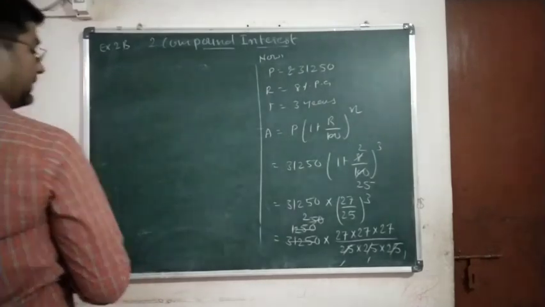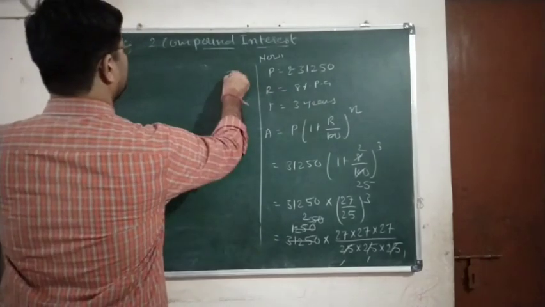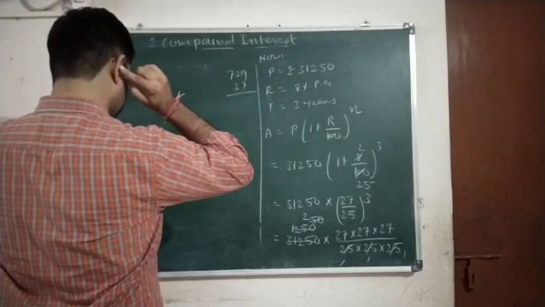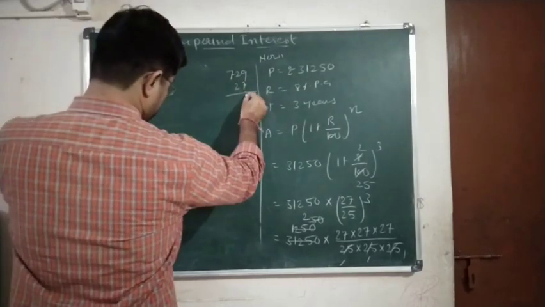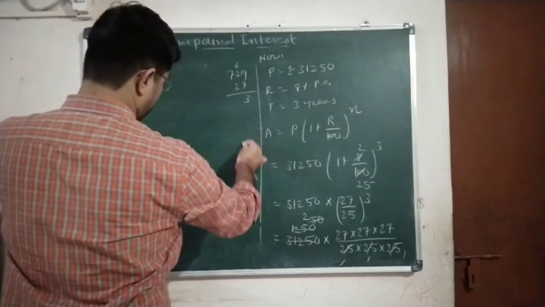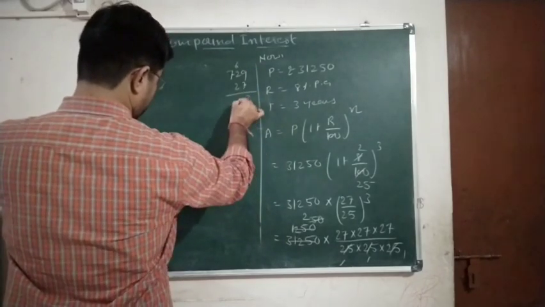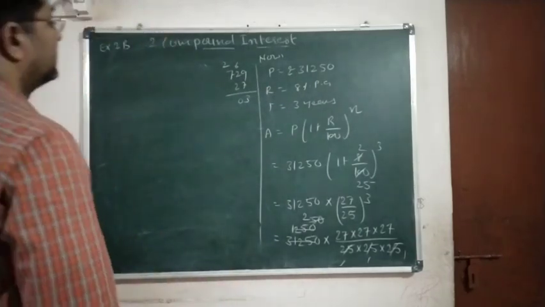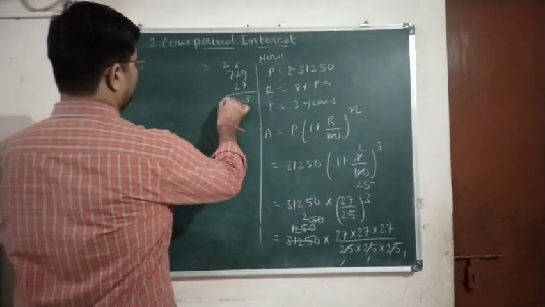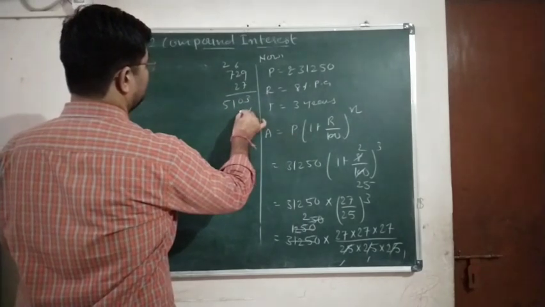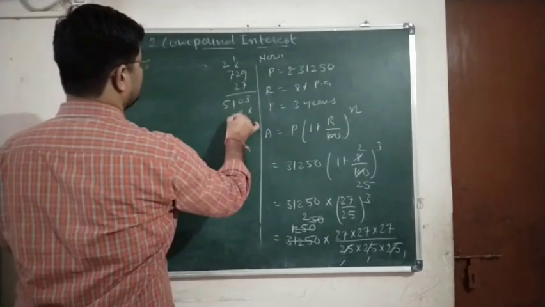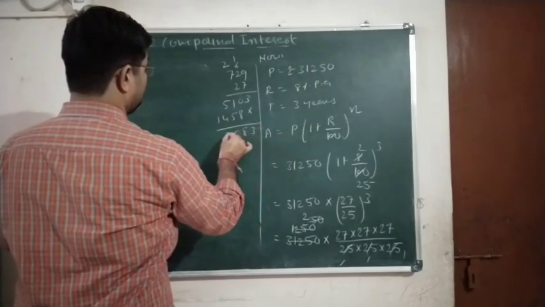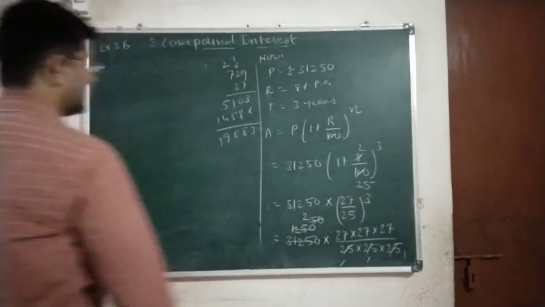Okay, 27 into 27 will be 729 into 27. Okay, 7 9s are 63, 7 2s are 14 plus 6 20. 7 7s are 49, 51, 2 9s are 18, 2 2s are 4, 2 7s are 14, 19683.